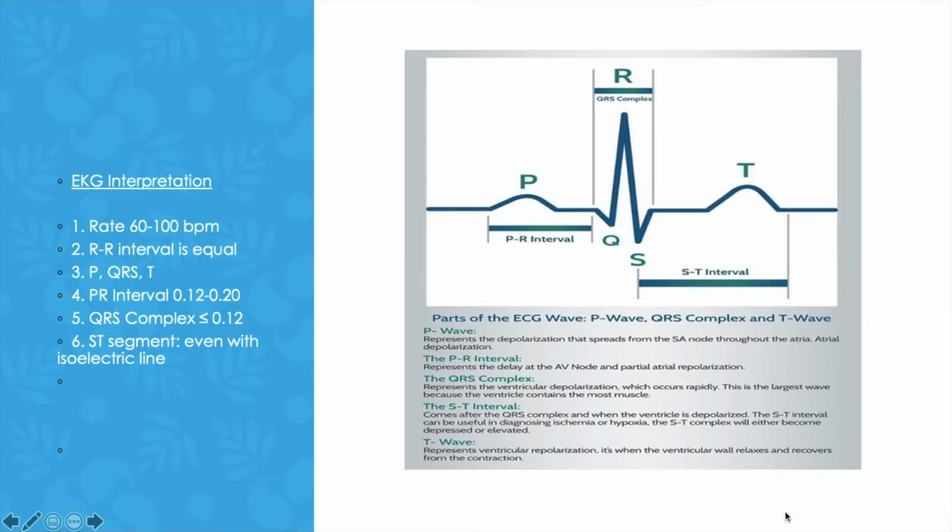And then you always want to look at your ST segment. Your ST segment should always be at baseline. It shouldn't be elevated or below the isoelectric line, because if it's elevated, it could be an MI. A non-STEMI could also show that there's an MI. So just know that the ST segment should always be at the isoelectric line.